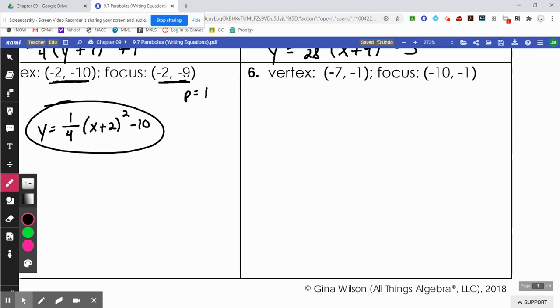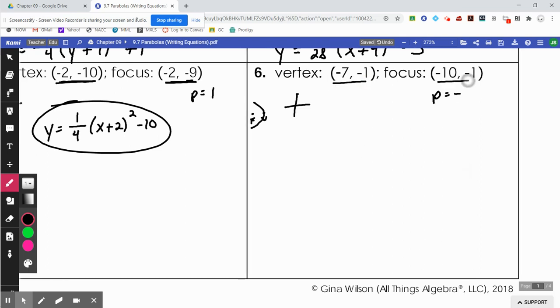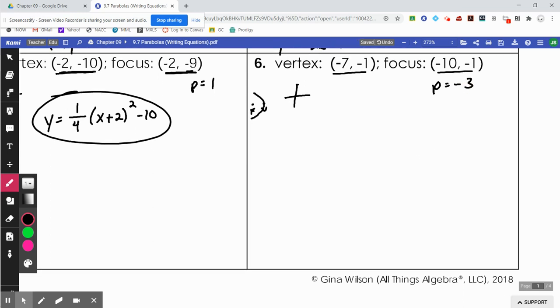Okay, the next one, the vertex and the focus. If you were to plot these 2 points, -7, -1, and -10, -1, this is the vertex and this is the focus. That means my parabola cups to the left, or opens to the left. So therefore, I'm going to have a p-value that is negative. And the distance from my vertex to my focus, which is 3, is going to be the value of that p.